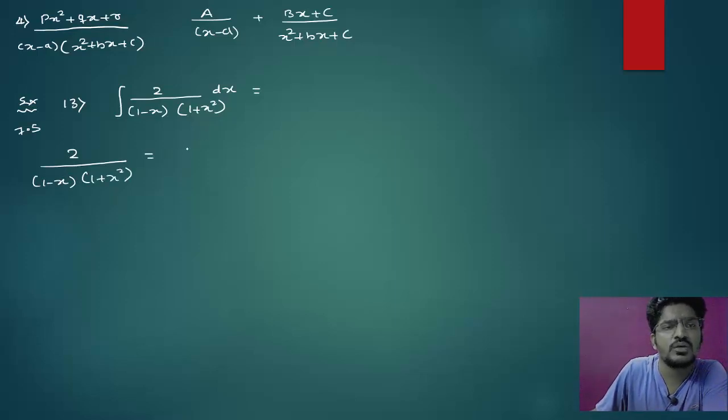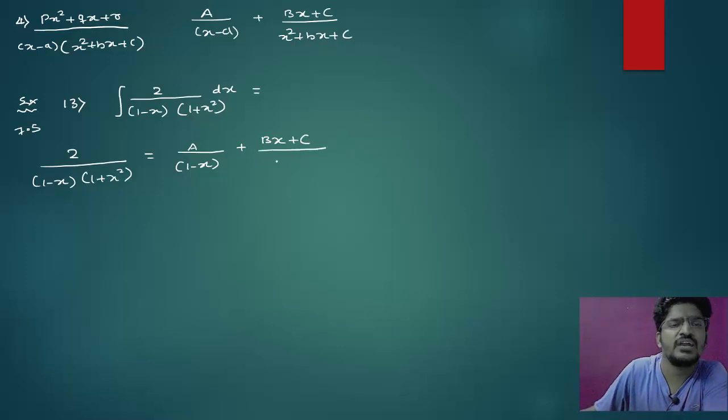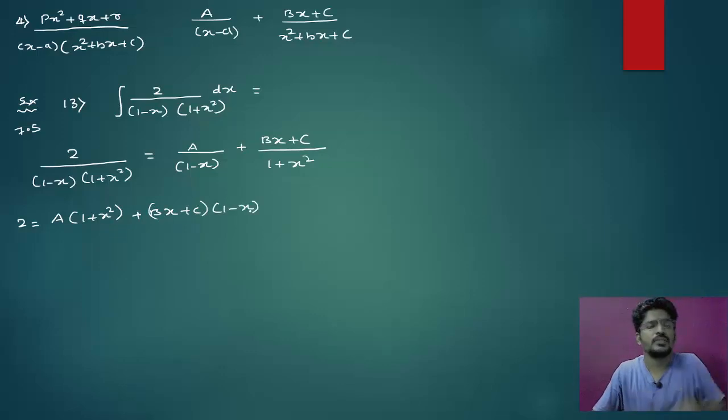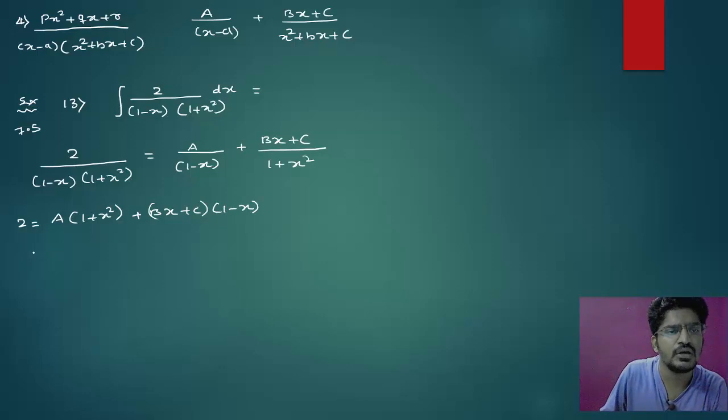This will be equal to a divided by 1 minus x plus bx plus c divided by 1 plus x square. Now let us simplify this. It will be 2 equal to a into 1 plus x square plus bx plus c into 1 minus x. Okay. So now for this I can put x equal to 1.